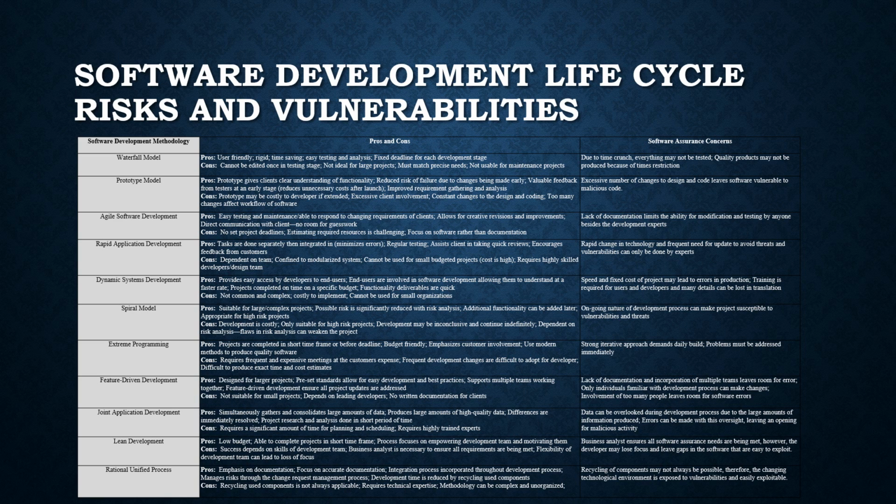However, the agile software development pros are easy testing and maintenance, being able to respond to changing requirements of clients, allowing for creative revision and improvements, direct communication with clients, and no room for guesswork. A con is no set project deadline. Estimating required resources is challenging, and the focus is on software rather than documentation. The lack of documentation does limit the ability for modification and testing by anyone besides the actual development experts on that project.